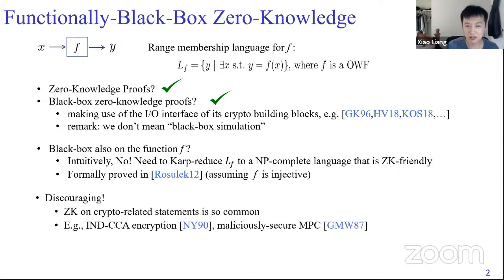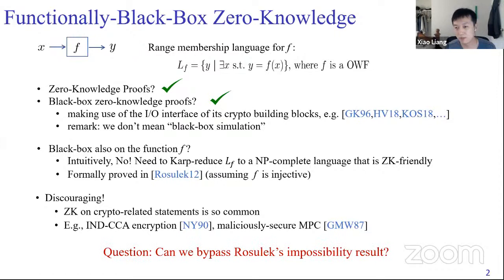So this is actually very discouraging because it's so common that we usually run ZK proofs on some cryptographic language. So if we make non-black box access to the language, it is usually not that efficient. For example, think of the Naor paradigm, where you run ZK on a PKE scheme, or a GMW compiler where we need to run the ZK at least on a commitment scheme. So this leads us to a question: can we somehow bypass Rosulek's impossibility result?